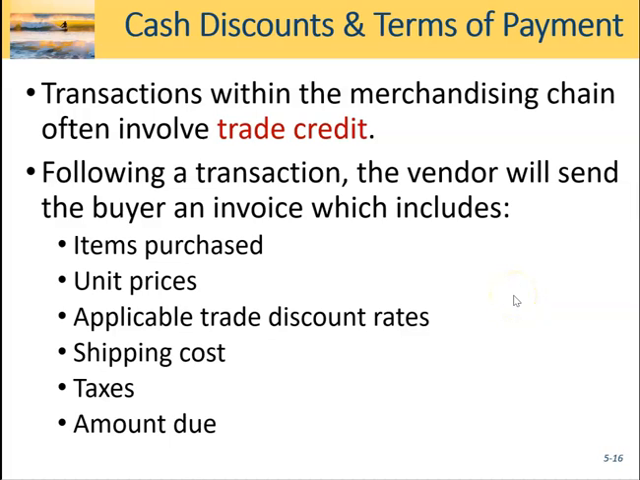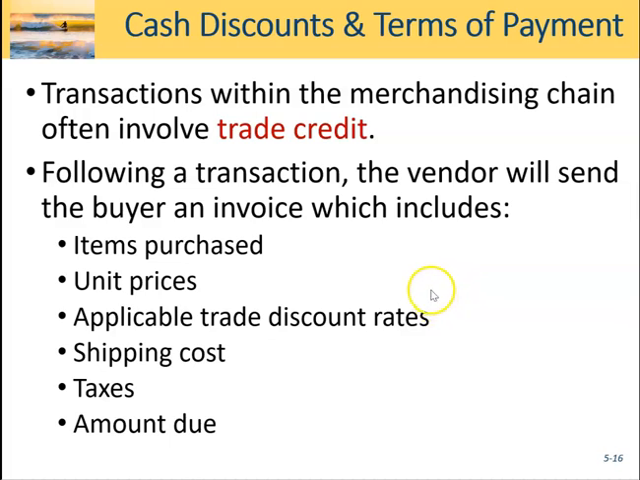Hi everyone! The next section in Chapter 5, we're still talking about markups, markdown, percentages and such, but they're referred to as cash discounts and terms of payment, okay? So often throughout the merchandising chain, the supply chain, there's trade credit, okay? And sometimes on an invoice, you'll be able to see what your potential discounts are. So let's have a look at an invoice.